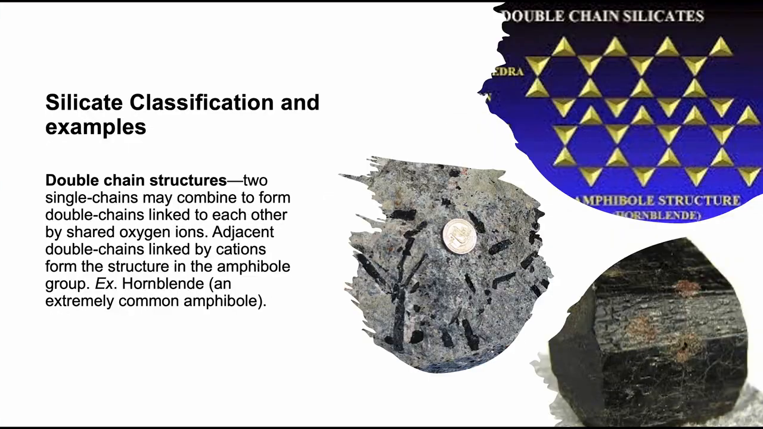Double chain structures. Two single chains combine to form double chains linked to each other by shared oxygen ions. Adjacent double chains linked by cations form the structure in the amphibole group. Our example here, again, is hornblende. It's an extremely common amphibole. It has this characteristic shape when found in igneous rocks, and in large isolated crystals can look like this.